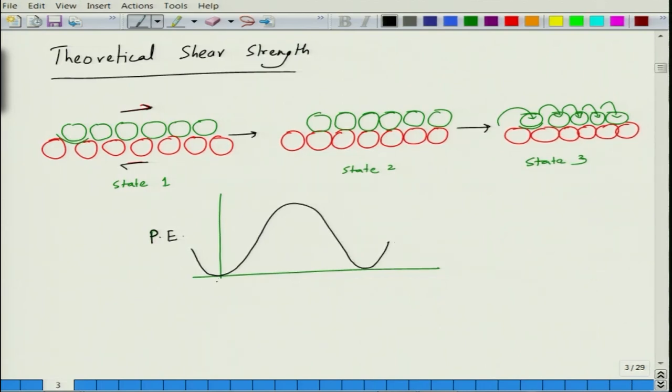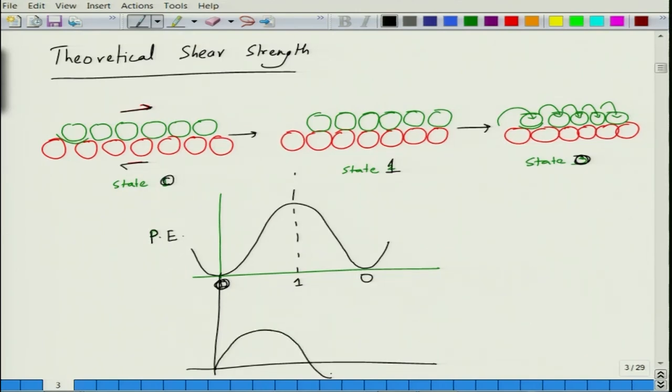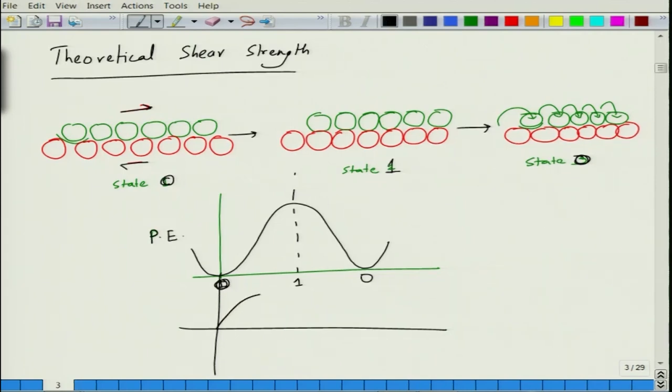minimum at these positions. So let's say this is 0, this is 1, and this is again 0. Okay, so for 0 it will show a position like this, then again it will go to a position 0, and in between we have a position 1 where it is maximum. So if you now plot the shear stress accordingly, the shear stress will show a variation like this. Something like that. So this will correspond to, if this is the position, let's say B, and this is A, then this will be at B, this will be at 0, this will be at B by 2. So this is tau as a function of distance.